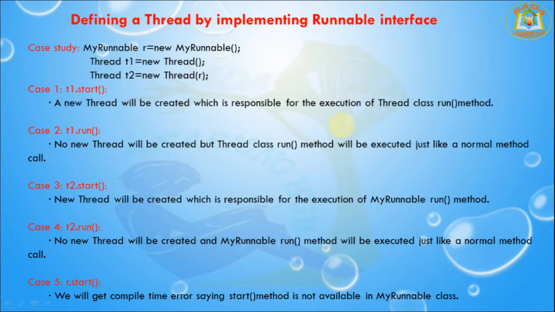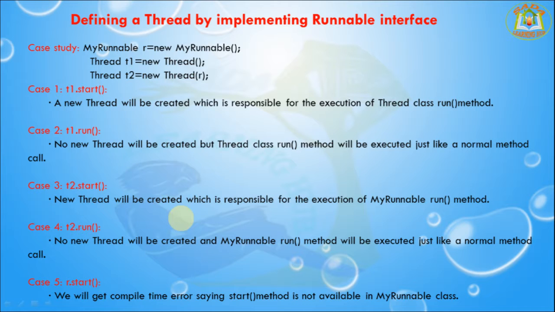Next, case number 2, t1.run method. No new thread will be created, but the Thread class run method will be executed just like a normal method. If you call the t.start method, the run method will be executed in a new thread. If you call the t.run method, no new thread will be created. It's like a normal execution of the method.